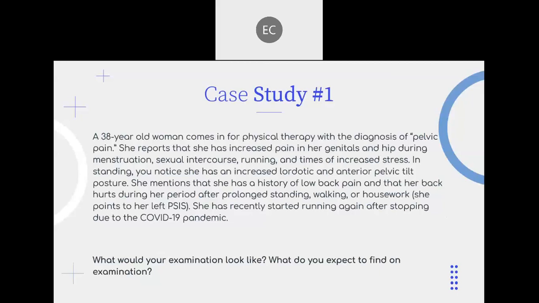And then for pelvic floor, what I would think of with her pain, especially during stress, would be hypertonicity in the pelvic floor. With the hip pain also coinciding at about the same time, I might think of the OI, the obturator internus, the external hip rotator that's connected to the pelvic floor.